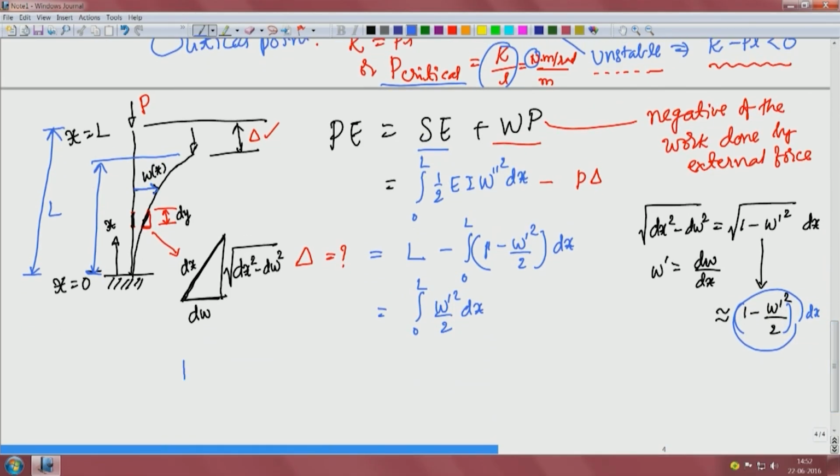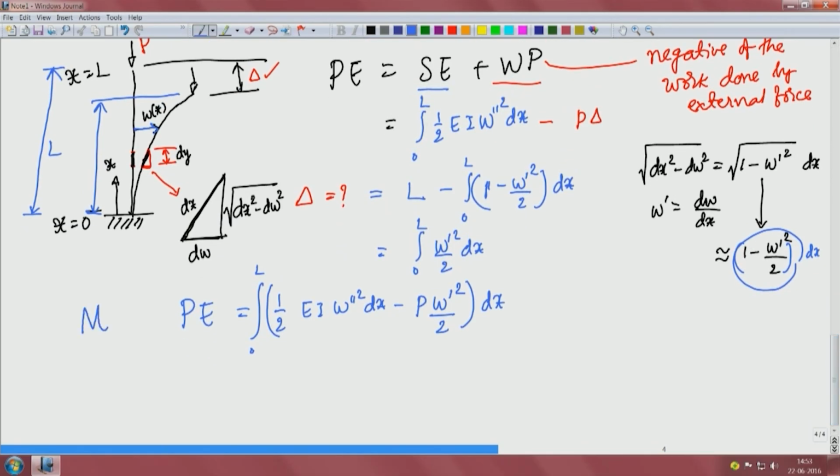Okay. With that, I can write my potential energy, strain energy, which I have half E I w double prime square dx integral 0 to L. Now, I also have the same integral minus P times delta, that also comes under the integral sign, I get this, dx, that is the potential energy. Using principle of minimum potential energy, we minimize that with respect to w, and when you write the Euler-Lagrange equations for it.